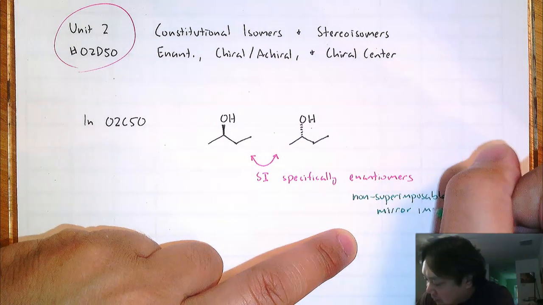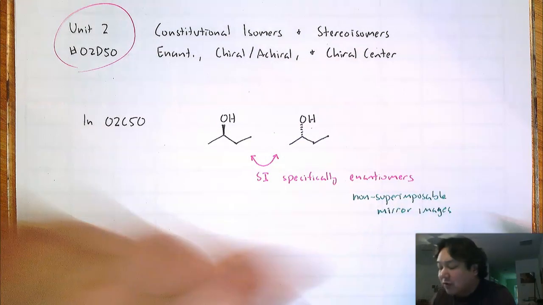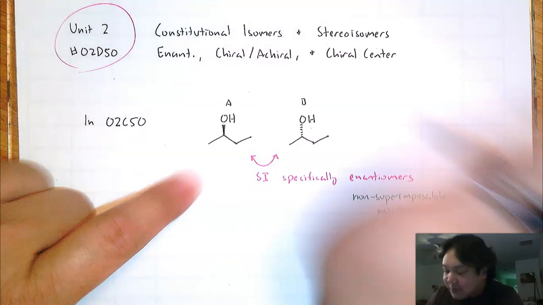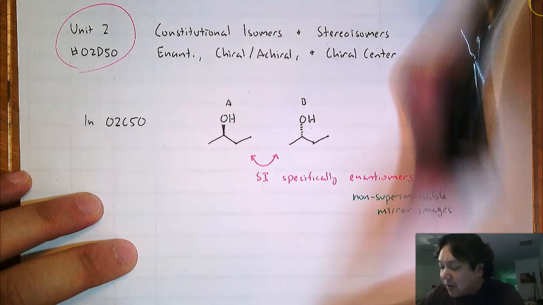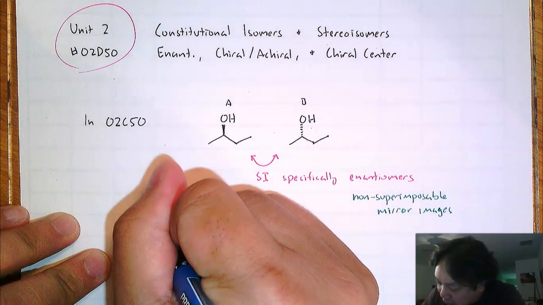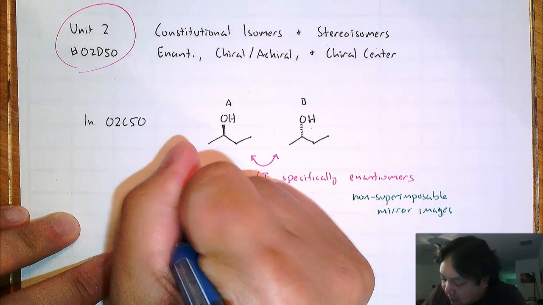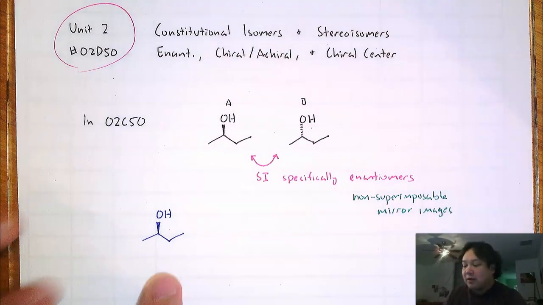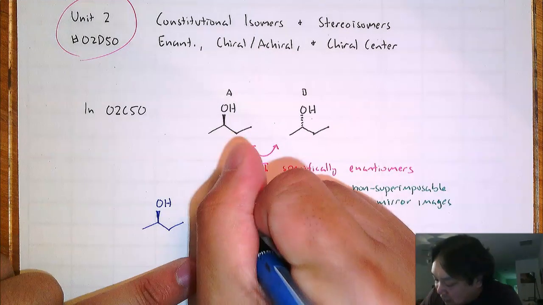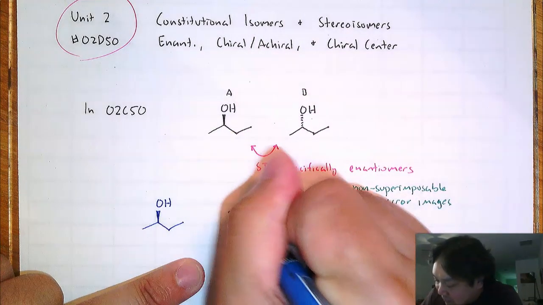Now, they don't look like mirror images, right? The way that I drew it, they don't look like mirror images. So if I gave you a problem like this, prove to me that you can draw the enantiomer of this molecule. So here's a question mark. What is its enantiomer?